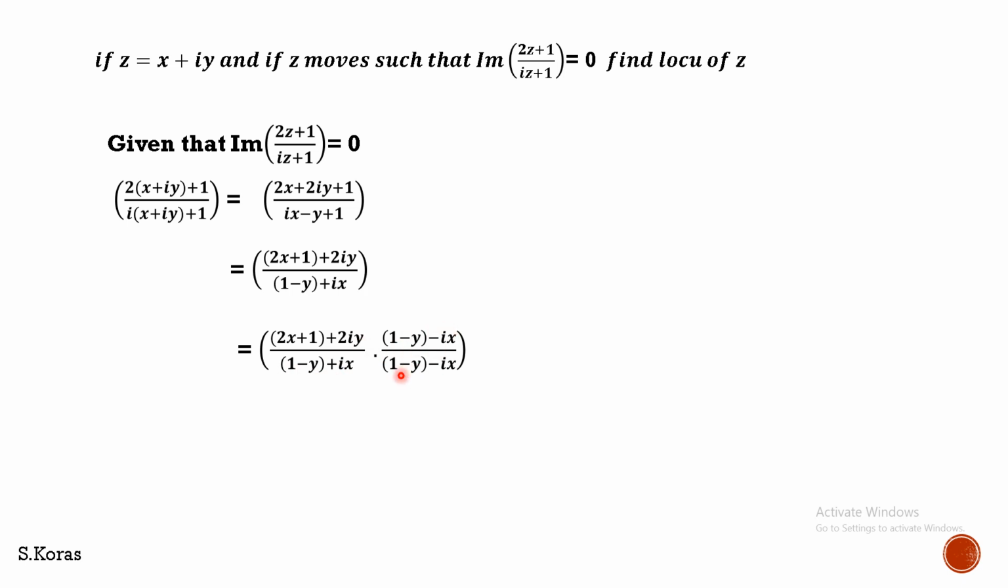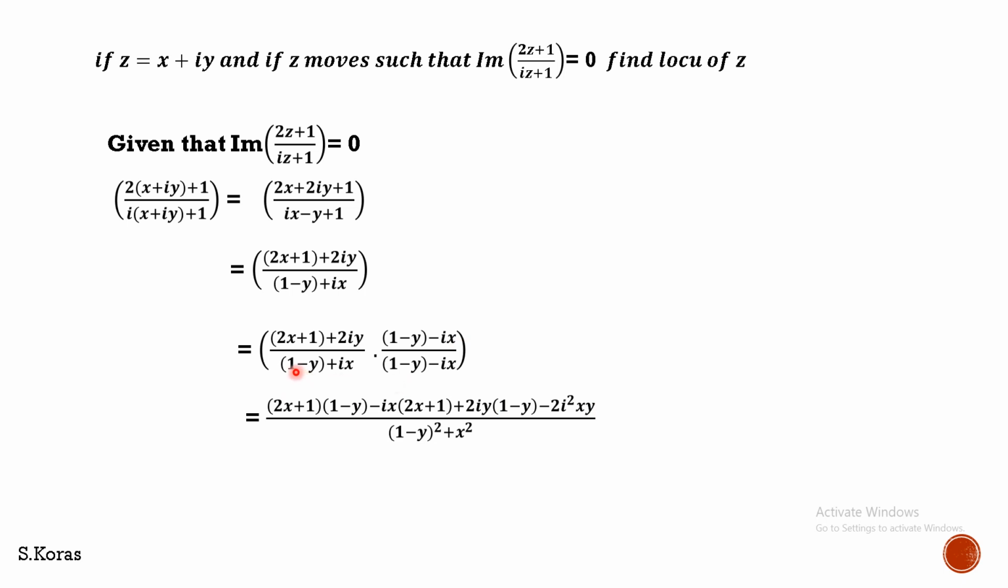Right, now let us multiply these two. That is, your answer will be (2x plus 1) into (1 minus y), then plus into minus, minus (2x plus 1) into ix, plus into plus, plus, that is 2iy into (1 minus y), plus into minus, minus 2i into ix, that is 2i square xy.